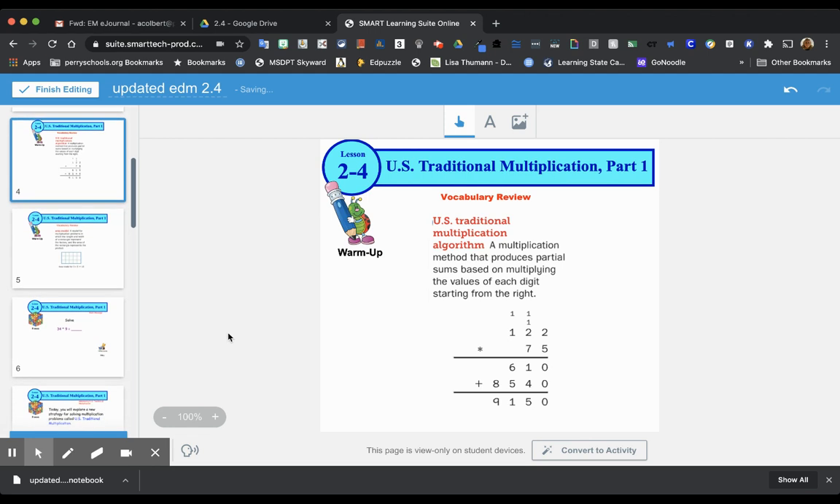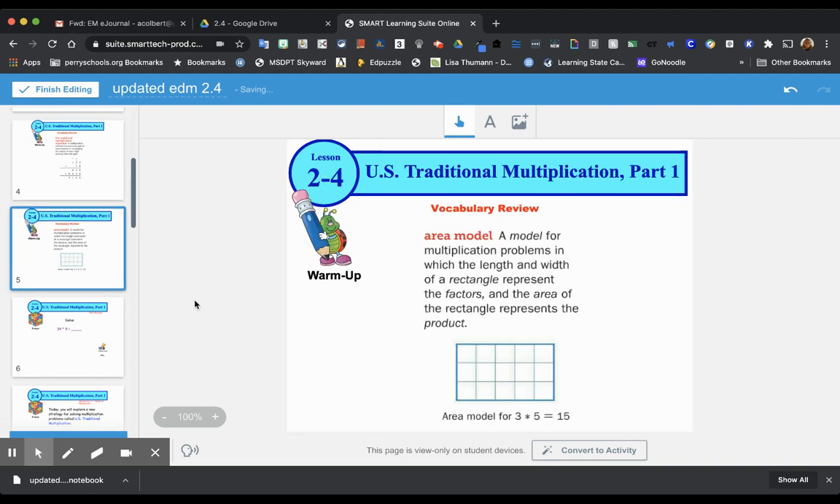U.S. traditional multiplication, which is what we are focusing on today, is a multiplication method that produces partial sums based on multiplying the values of each digit starting from the right. So you'll take a look. Here's an example. We have 122 times 75. You can see that they did 5 times 2, which is 10. They put the 0 and they carried the 1. 5 times 2 is 10 again, but this time they had to add on that 1, which would be 11, carried the 1. 5 times 1 plus 1 was 6. And then they did the same thing for 7. But when they moved over a place value, they placed a 0 here because we're now in the tens place. So this is what we're focusing on today.